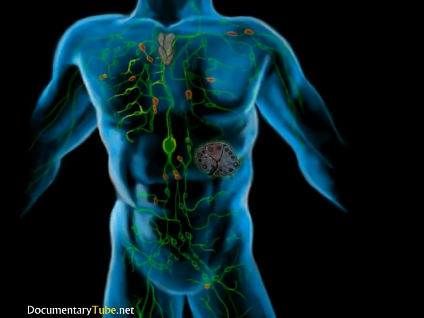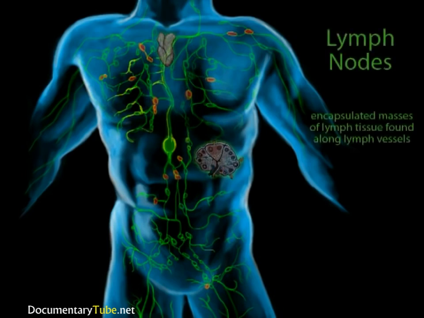Some lymph tissue is very diffuse, with no clear boundaries. You can actually feel some when you rub your lower inner lip with your tongue. Others are more organized into groups, and these are called lymph nodes.